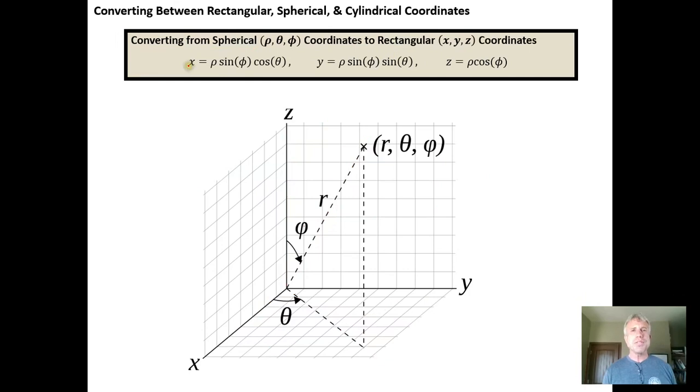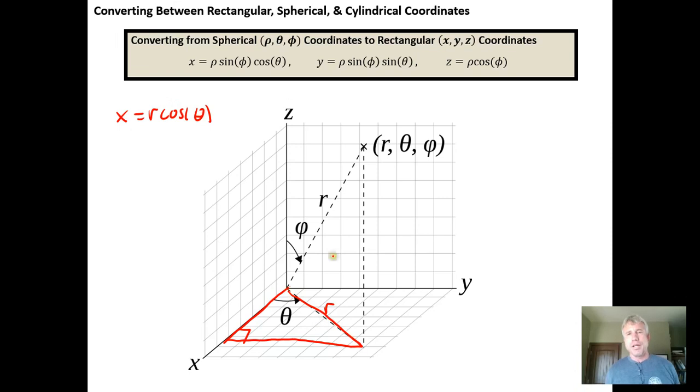So the claim is that x is equal to rho sine phi times the cosine of theta. And again, this is pretty easy to justify. So if you just focus on x in the xy plane, we know from trigonometry that if this right here is r units long, the hypotenuse is r units long, we know from trigonometry that x equals r times the cosine of theta. And we've already seen this show up in polar and cylindrical coordinates.